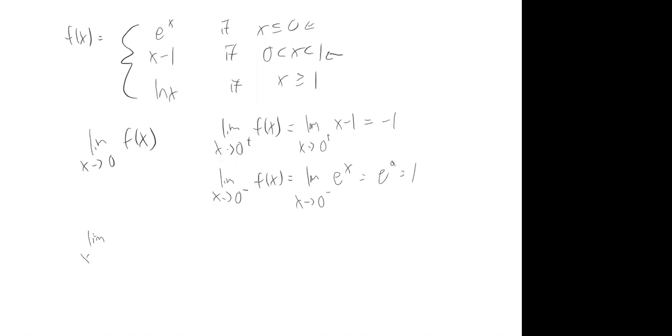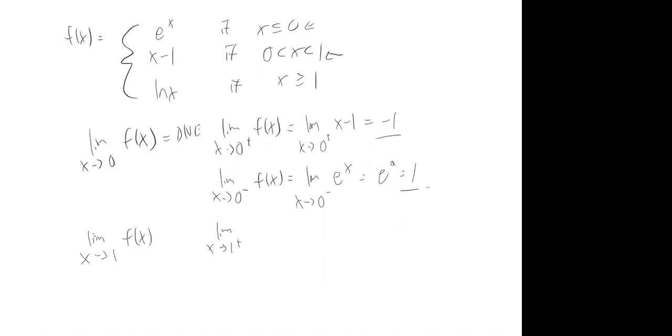Let me just conclude with the last one. Hopefully you know what I'm asking. The limit as x goes to 1 of f of x. Same exact thing, there's nothing tricky with this. So in this case, it does not exist, because the left and right are not equal.